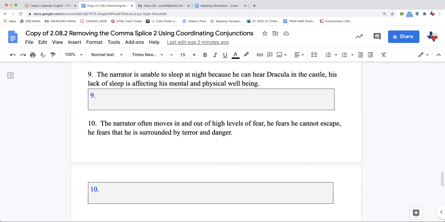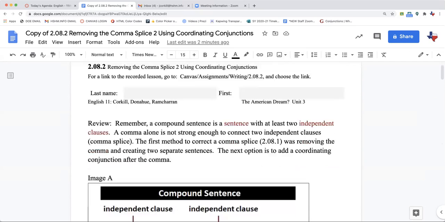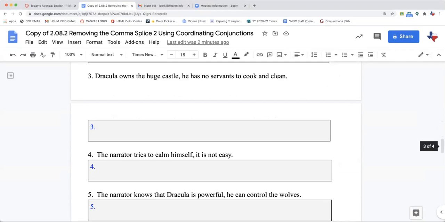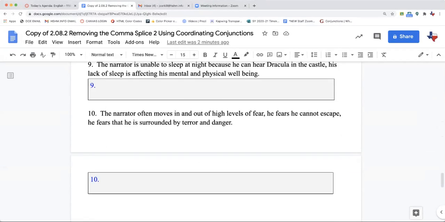The narrator often moves in and out of high levels of fear. He fears he cannot escape. He fears that he is surrounded. He fears that he is surrounded by terror and danger. Right? And that one's got 3 clauses in it. Be careful with it. Okay, so today's assignment, complete this and submit it. Shouldn't take you that long. You can have the rest of the period to work on it.